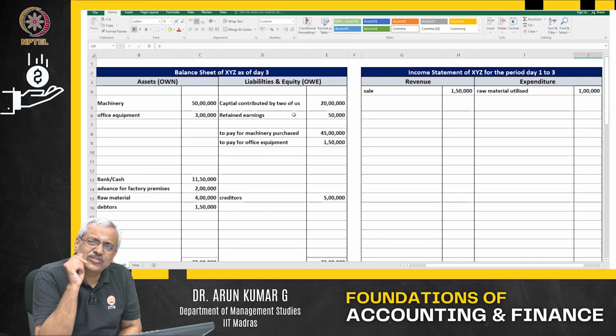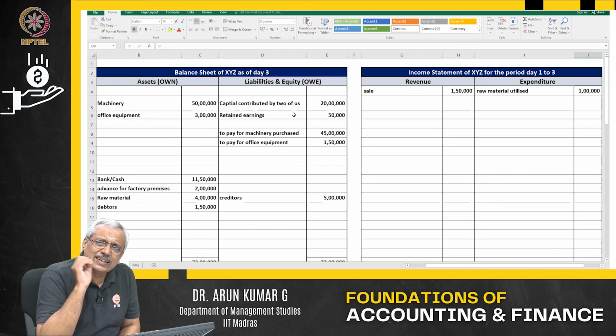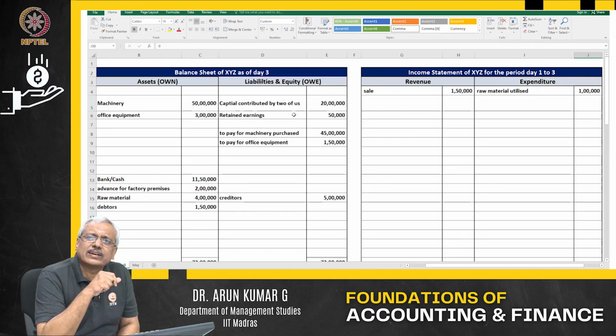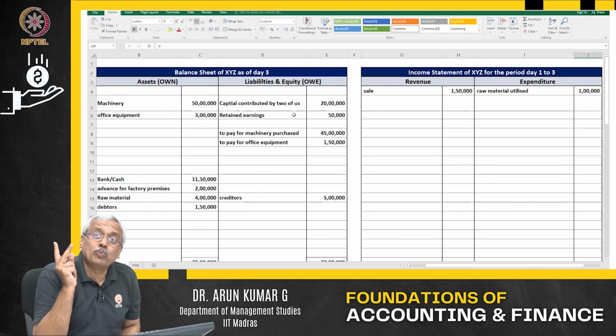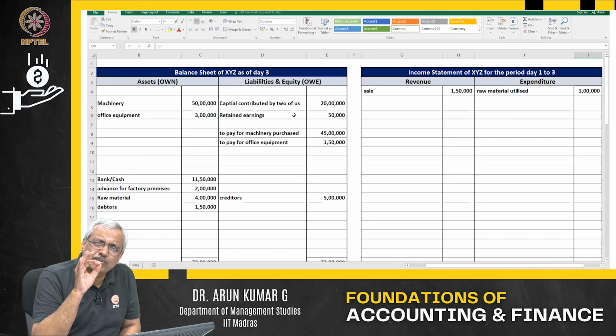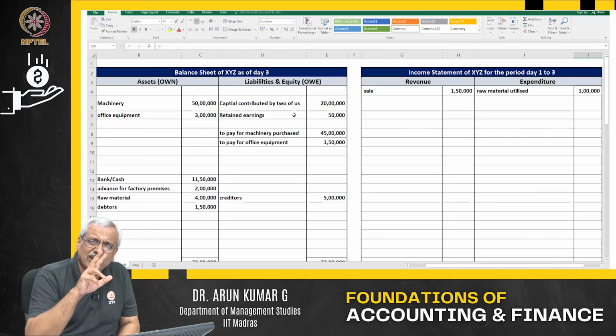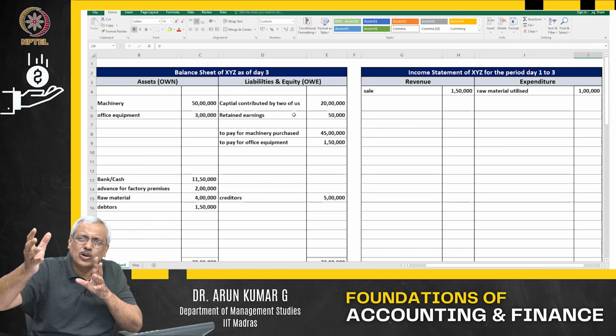Now whatever you are seeing now is very interesting. For every transaction, there are always two sides of a transaction. There are always two parts of a transaction. That is what in accounting terminology we call the double entry system of bookkeeping. Double entry. For every transaction, there are two parts.